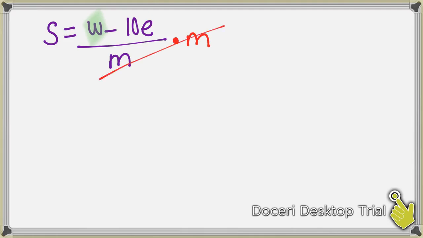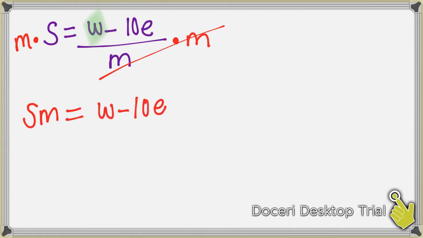So that way, because right now that's not W. That's all locked into a fraction. We have to get rid of that fraction right away. So like I said, the opposite of dividing by M is multiplying by M. But if I do that on one side, I have to do that on the other side. So you could think of it as M times S or S times M. Either way, you end up with SM or MS, same thing. Okay, we don't need to put the multiply sign in there. Is equal to W minus 10E. The M went away on the other side.